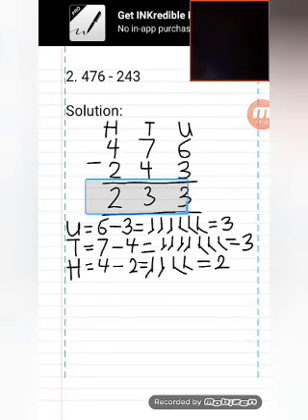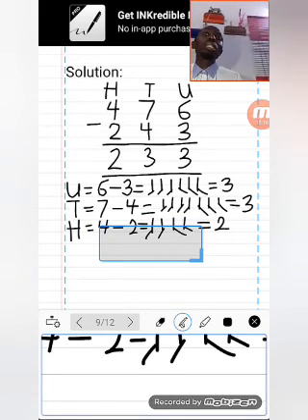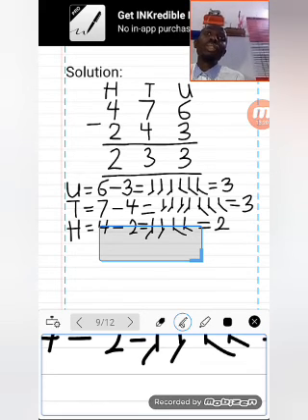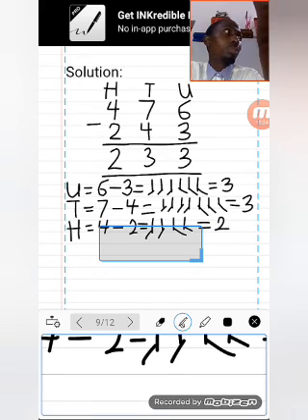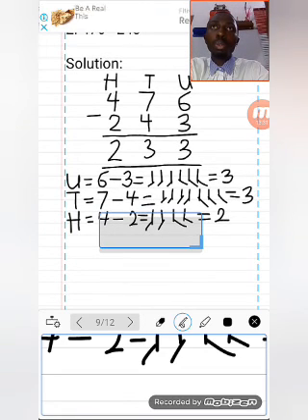2. So you can see we have it here as 476 minus 243 would give us 233. It's as simple as that. So keep practicing and keep learning your subtractions. So it's as simple as that.